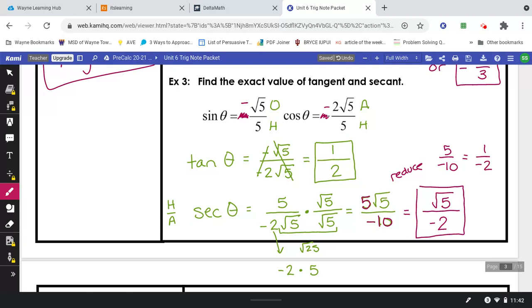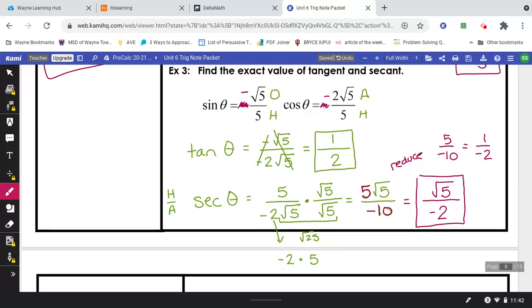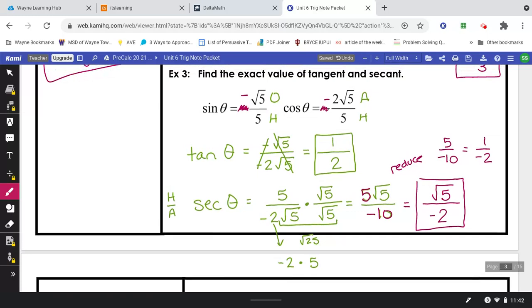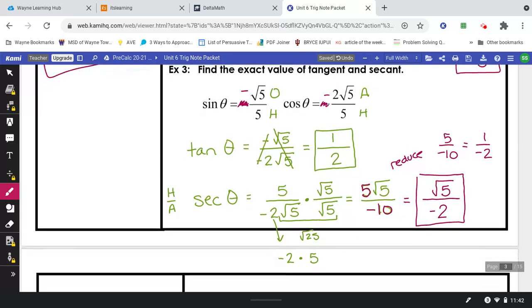So a lot of review of some basic math skills that we have not done in a while. Remember, not all of them will be that level of complexity. Some of them are a lot more straightforward. Just depends on the problem.